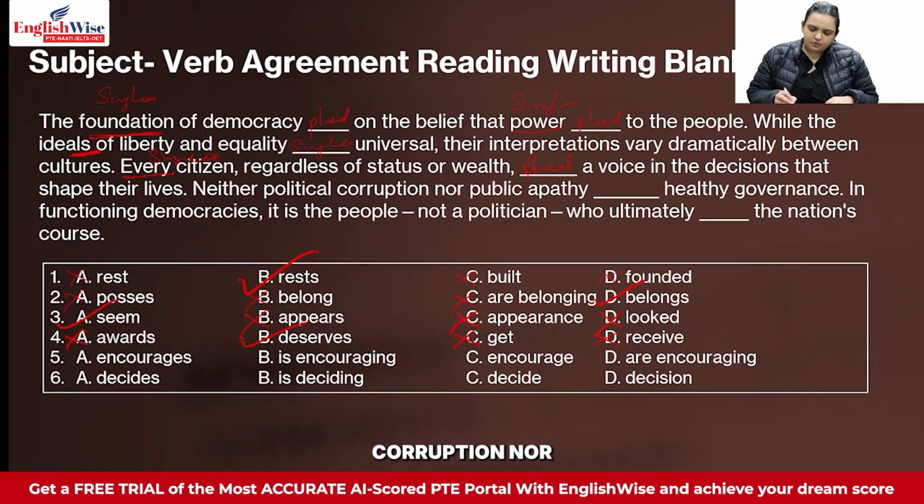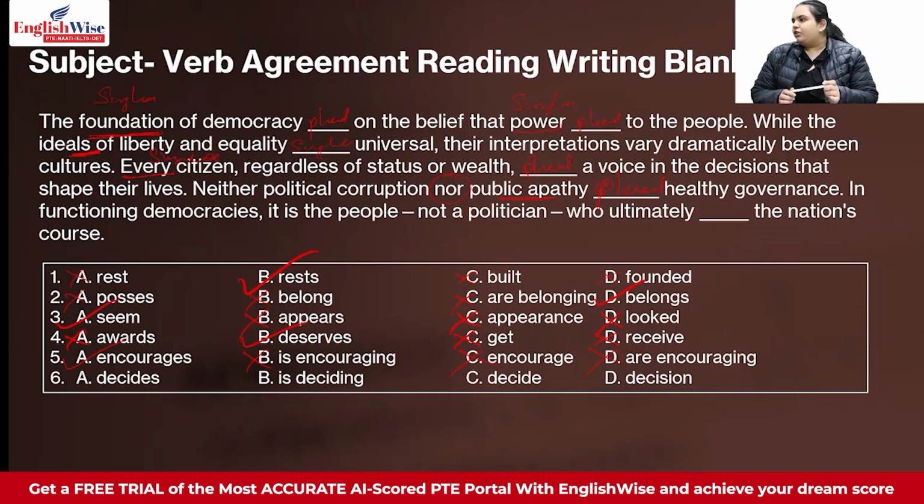Neither political corruption nor public apathy — healthy governance. Again, nor is given. So the verb has to agree with the nearest noun. In this case, it is singular. So I will go with something plural. Encourage will be wrong. Is encouraging, we are not talking in continuous tense, so I will not go with is encouraging or are encouraging. We are talking in simple present tense, so I will go with encourages.